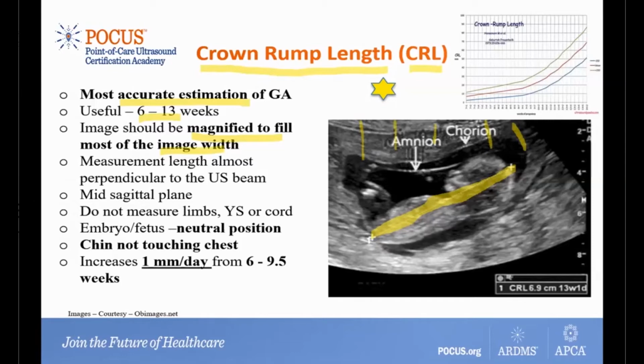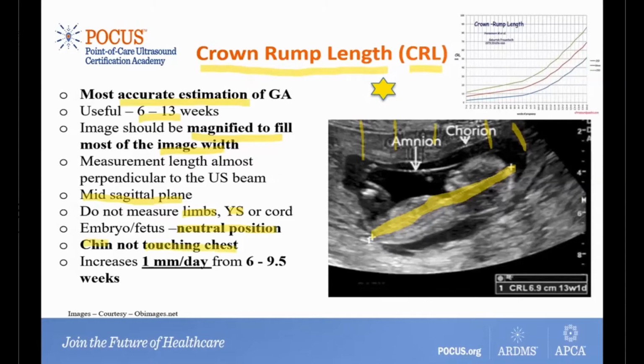It should be obtained in the mid-sagittal plane, and make sure you don't include the limbs or the yolk sac or the cord. The embryo, the fetus, should be in the neutral position. What I mean by that is it shouldn't be too flexed, and the chin should not be touching the chest.